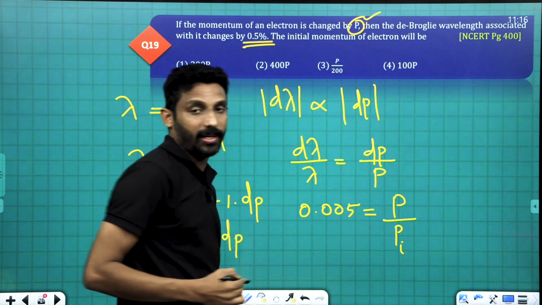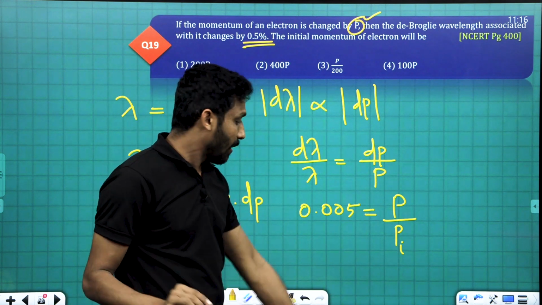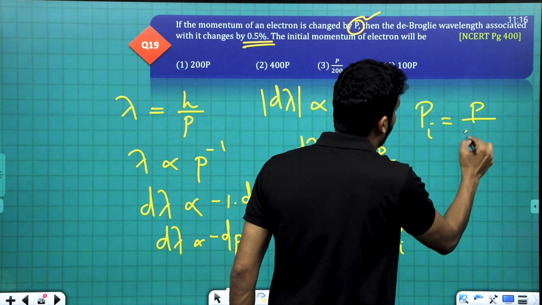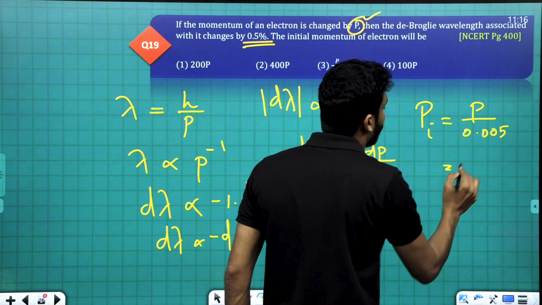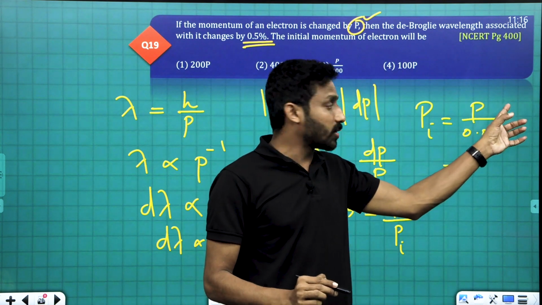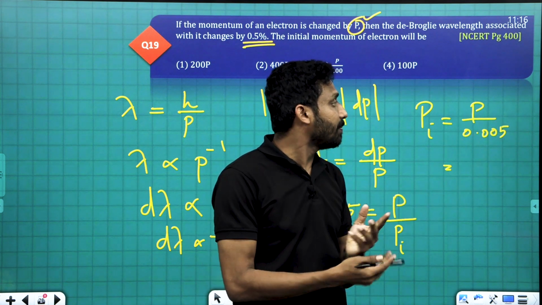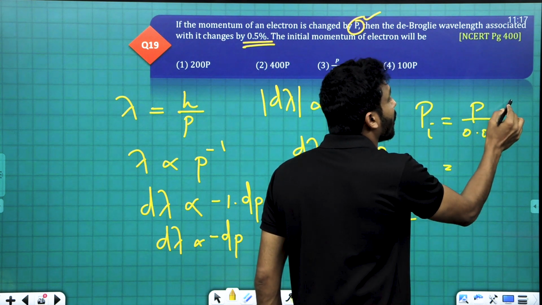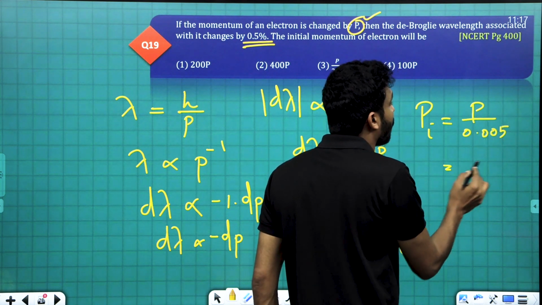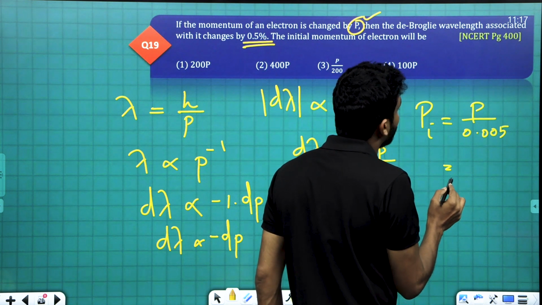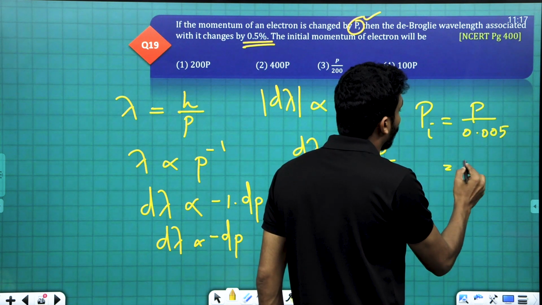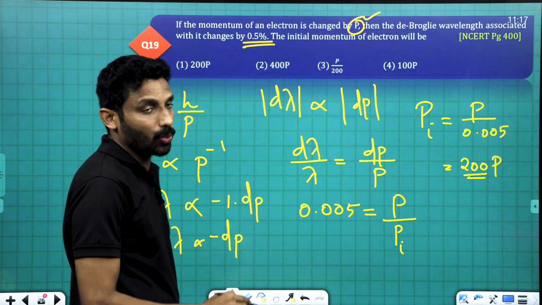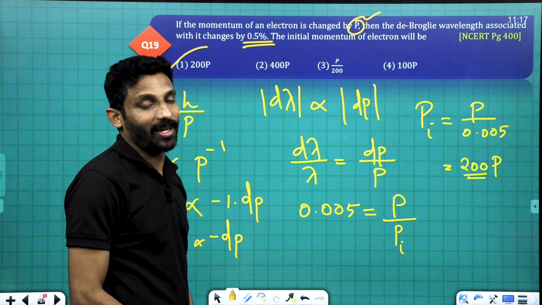We can write the initial momentum as Pi. Then Pi is equal to P divided by 0.005. Multiply by 1000 in numerator and denominator, and it becomes 1000 by 5. Then it is equal to 200 times P. So 200 times P, option A.